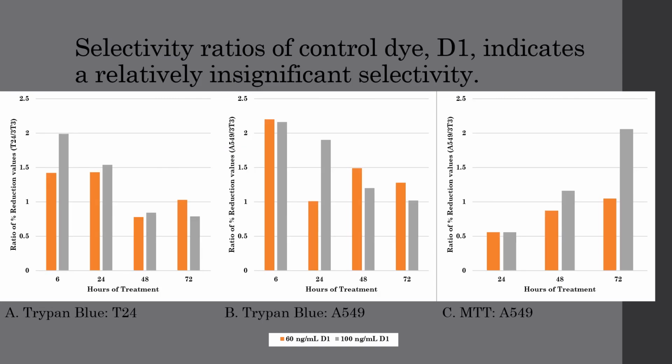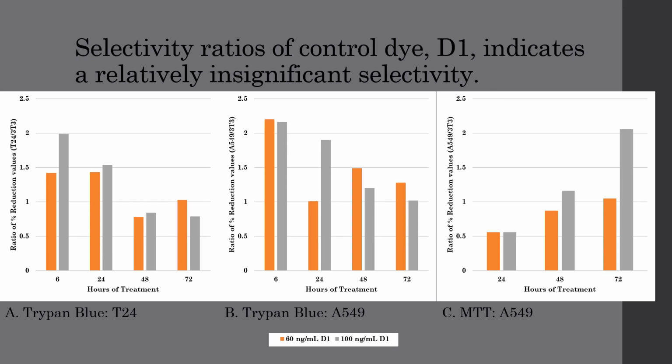The selectivity ratios of the control dye D1 indicate a relatively insignificant selectivity compared to the other dyes of the same cyanide family. Cytotoxicity values were first calculated as a % reduction of cells between treatments and controls within each cell line at each time point. Selectivity was finally calculated as a ratio between % reduction in cancerous versus non-cancerous cells at each time point for 60 and 100 nanogram per ml D1 treatments. These ratios are detailed in the graphs on the screen.